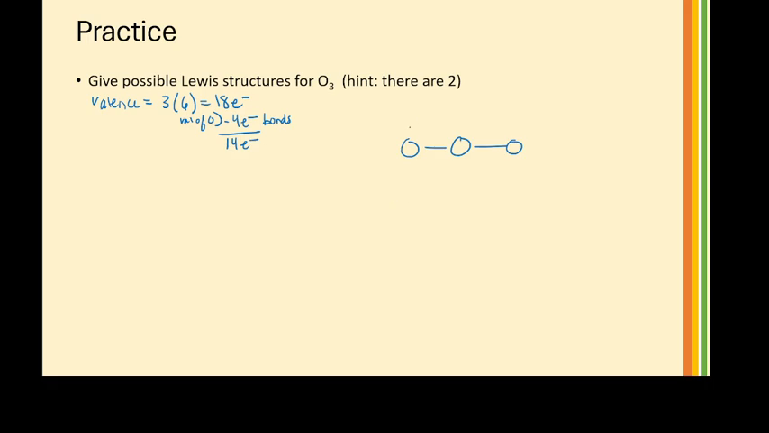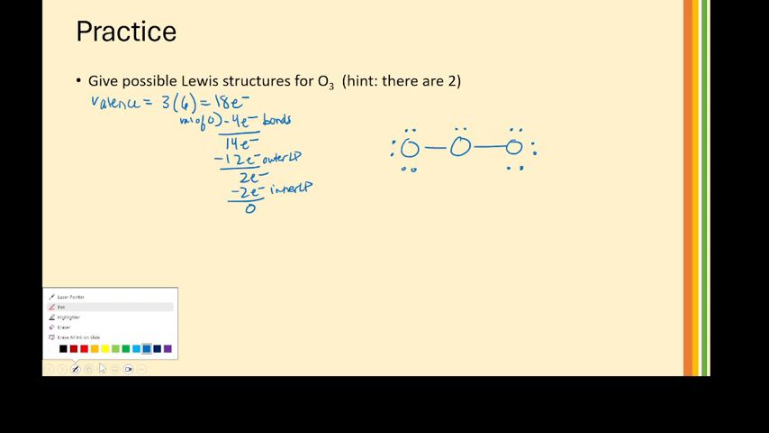I begin with the outer atoms. 2, 4, 6. That completes its octet. 8, 10, 12. That completes its octet. Minus 12 electrons for outer lone pairs. I have 2 electrons left. I'll put them on the center atom. So I've used up all 18 electrons. I can double check. Do I have 18 total? 2, 4, 6, 8, 10, 12, 14, 16, 18. And I do. All right.